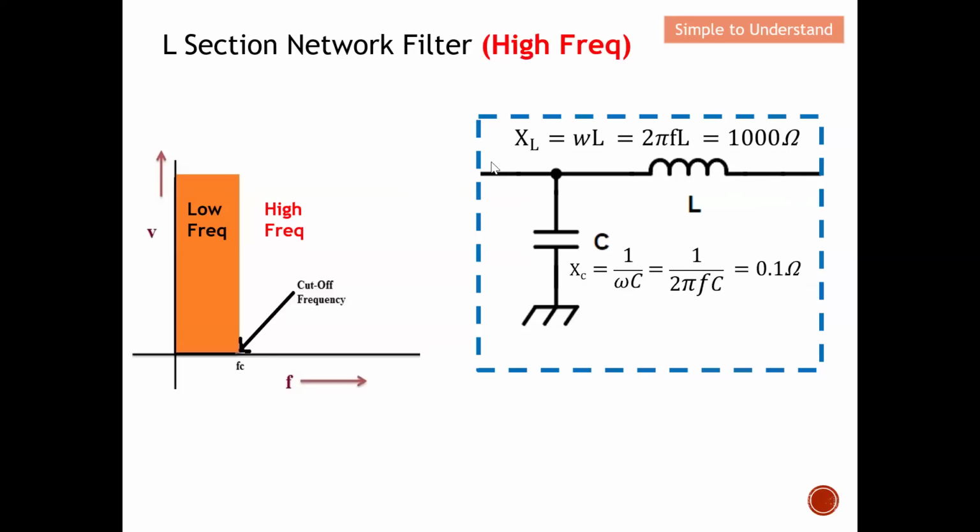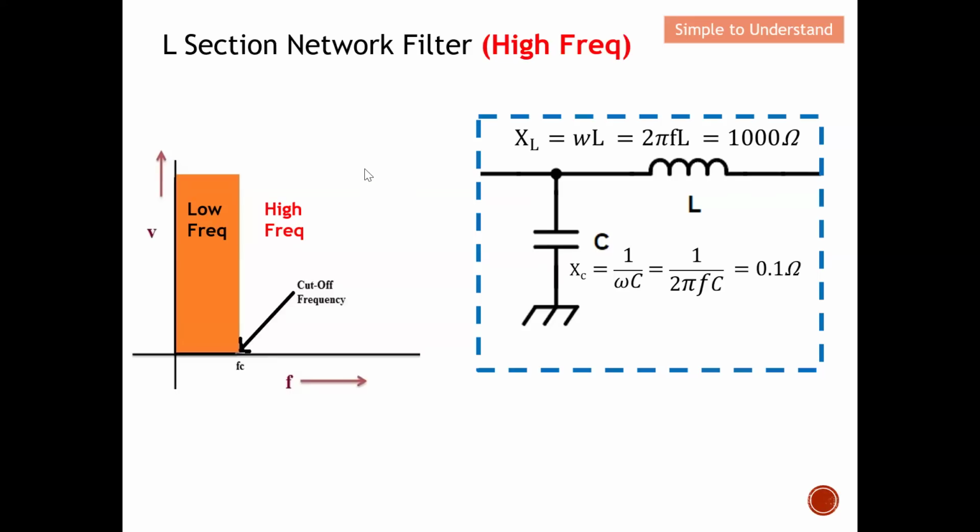So the high frequency will be slightly different now. The frequency here becomes high, so you can assume that the reactance of the inductor will become a very big number. Again, let's just assume 1000 ohm. While over here, the frequency becomes very high, and 1 over a very high number will become a very small number. Again, let me just denote 0.1 ohm as the reactance of the capacitor. So now, this is under high frequency.